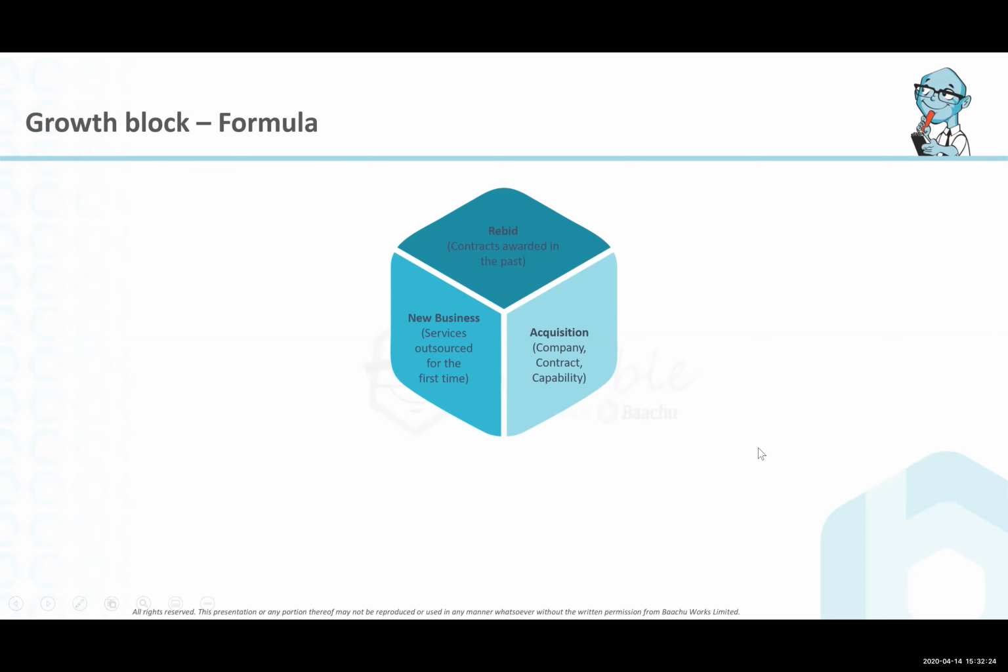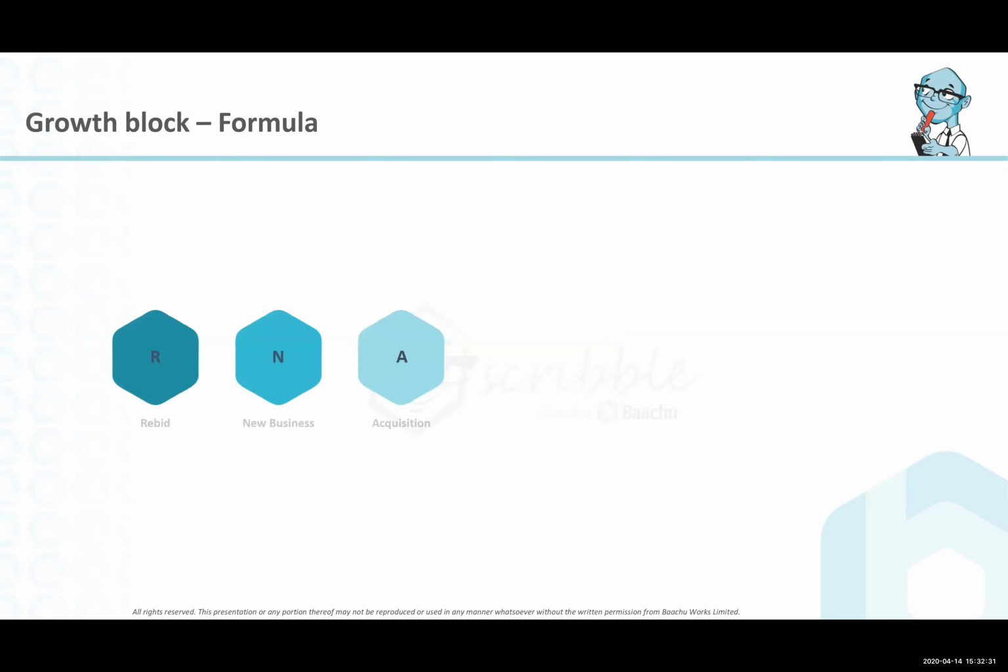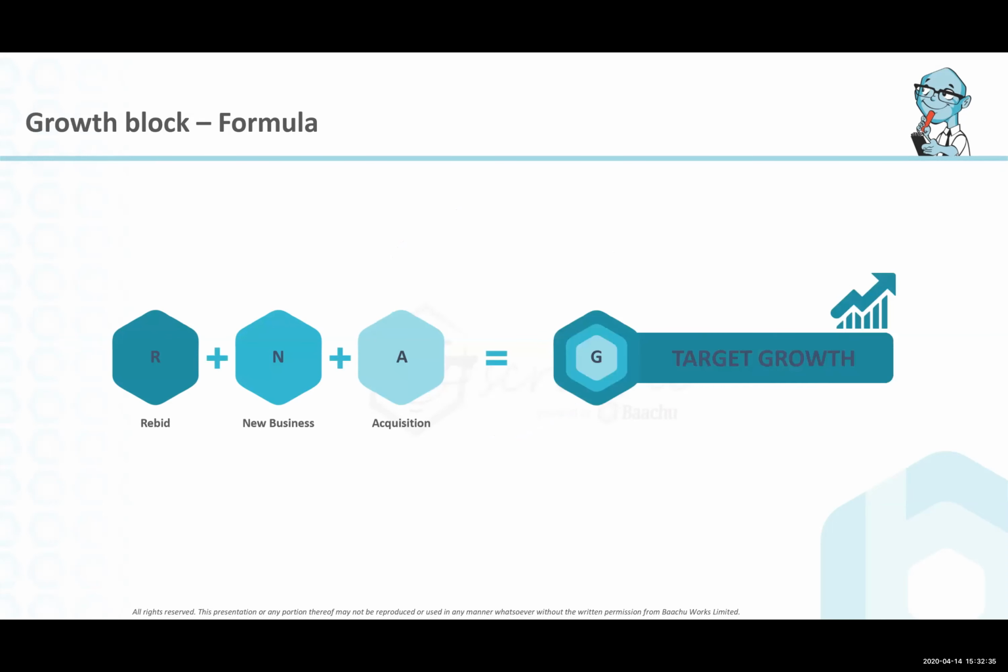So those are new business, which has been outsourced for the very first time. Then you have acquisition. Together, these 3 elements form part of your growth. R plus N plus A equals your target growth. So again, in your company, try to understand, acquisition might be a bigger element, but try to understand how many of the opportunities are renewal, which means it's already been outsourced in the past.